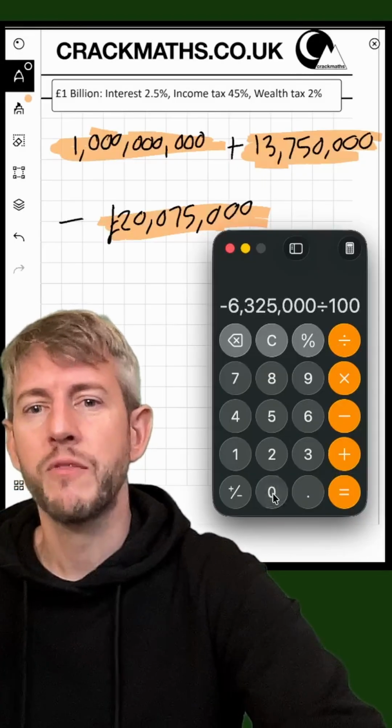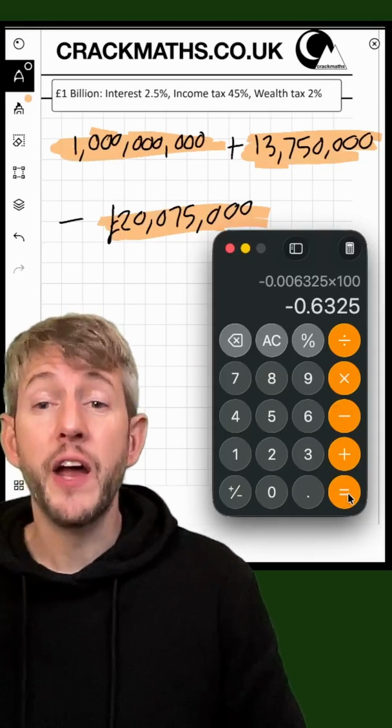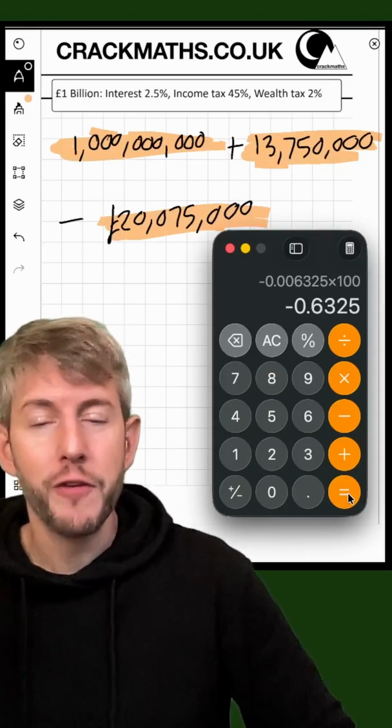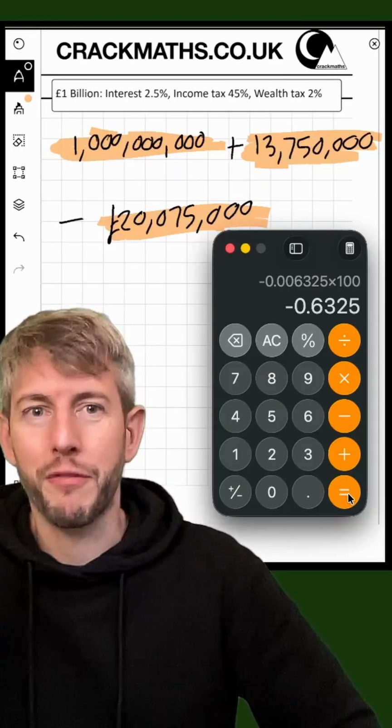And then let's look at that as a percentage of their wealth. So that out of 1 billion, and then we times that by 100. And so there we go, that will be a 0.6325% loss for their wealth.